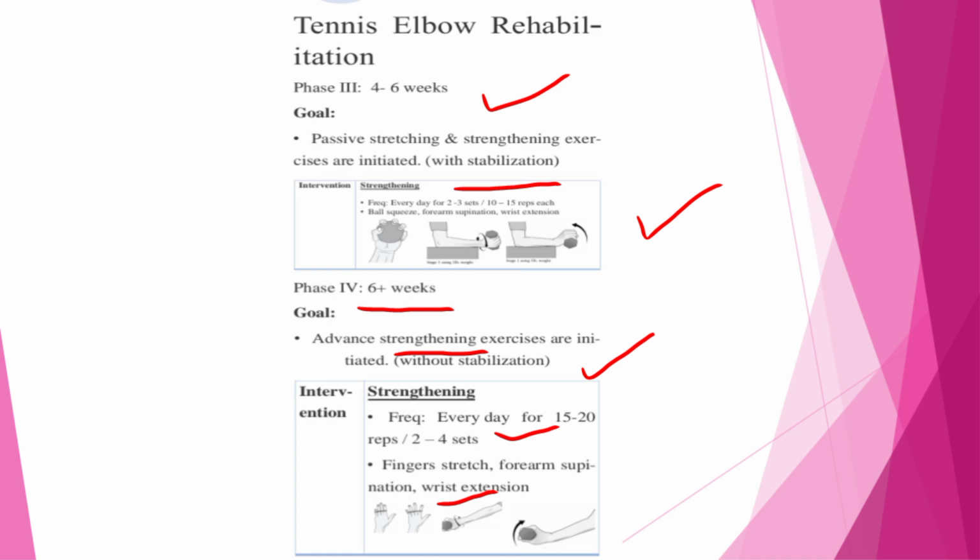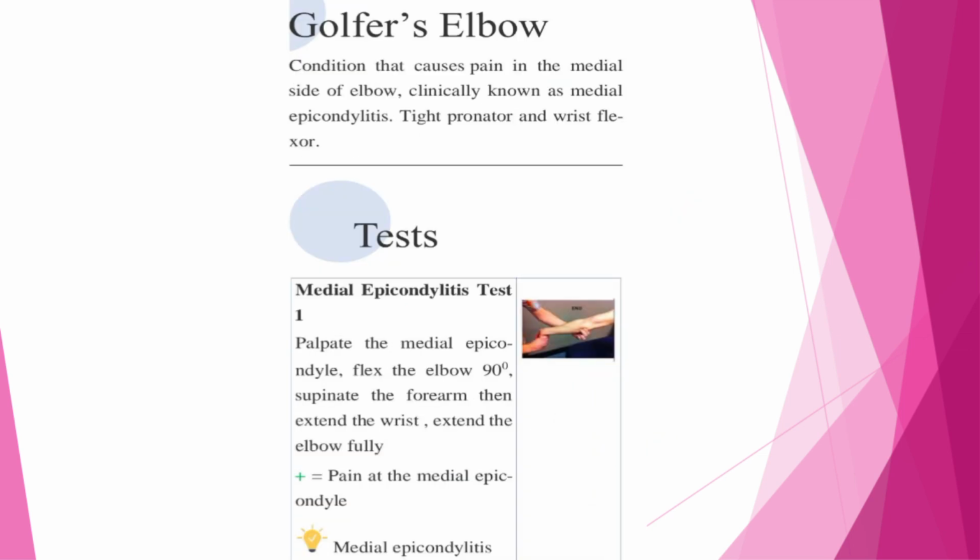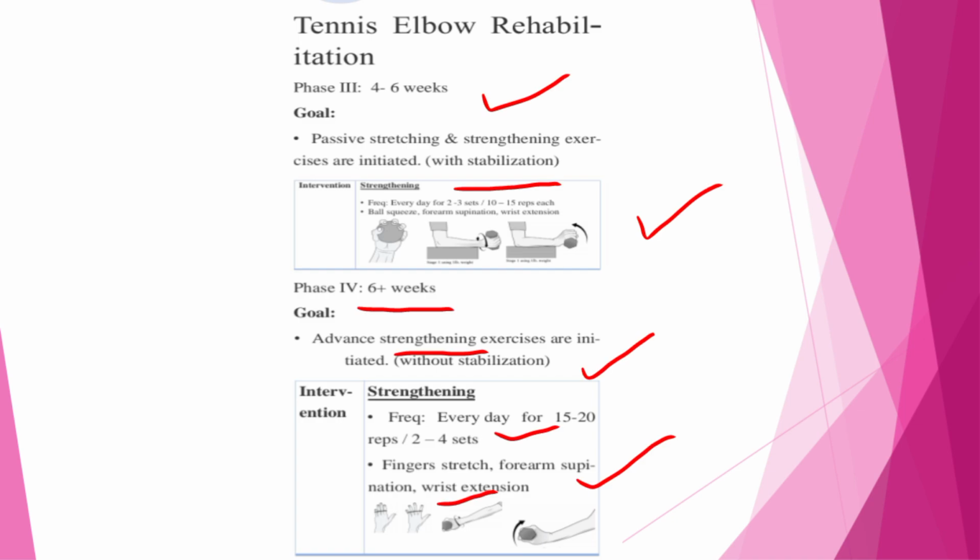There are 4 phases of rehabilitation. In phase 1, we focus on pain and inflammation. Second phase, stretching. Third phase, strengthening with stabilization. And the fourth phase, without stabilization. Always remember, the muscles that are tight need to be stretched. This is the lecture that I deliver, and next we will discuss golfer's elbow.